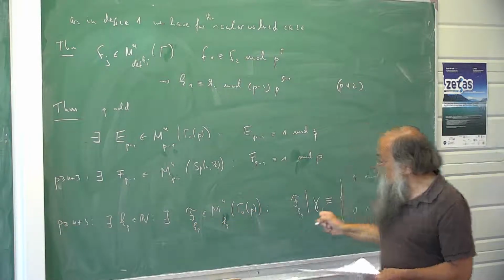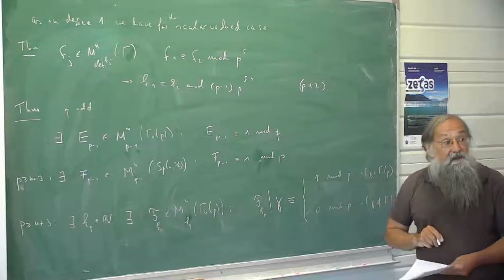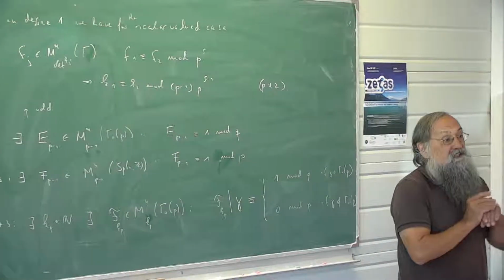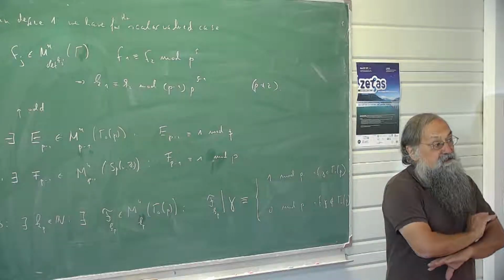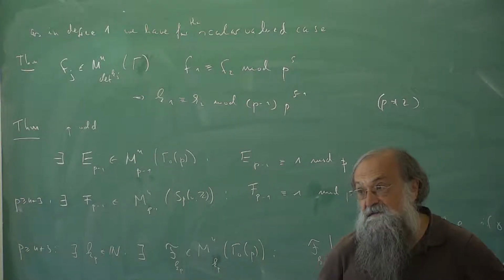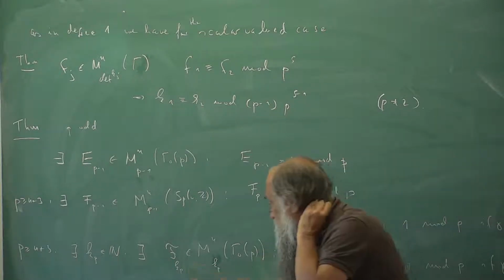What does this last theorem mean? It means this script f is congruent to 1 mod p for its expansion at infinity, but in all other cusps it is congruent to 0. Yeah, that is what it says. This k_p can be made explicit.